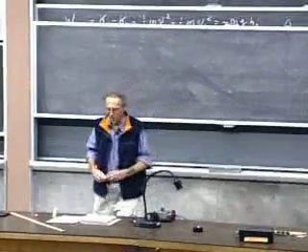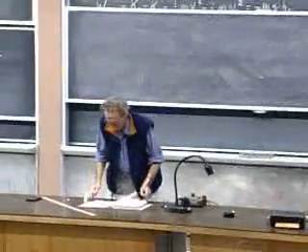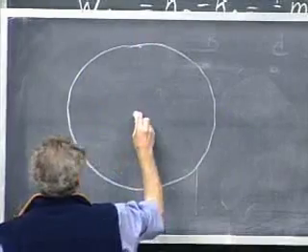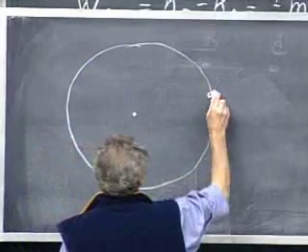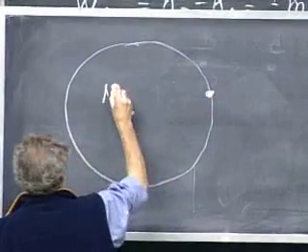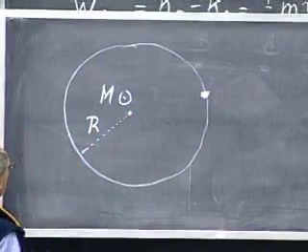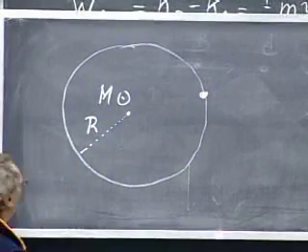I don't think you need it, but you will find it on the exam. Let's take the Earth going around the Sun, and let's approximate the orbit by a circle. So here is the Earth, here is the Sun, mass Sun, and the orbital radius is capital R.